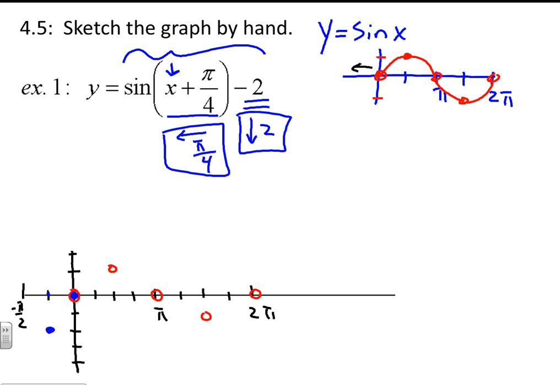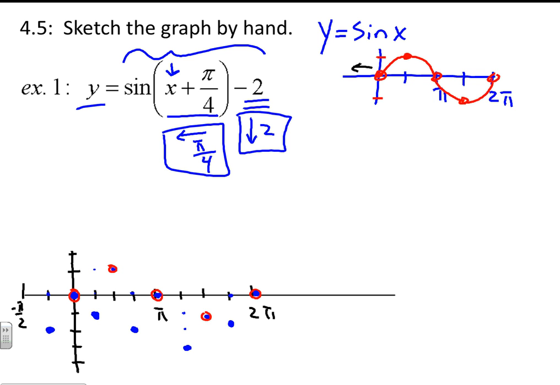This is on y. So next point. Left pi on 4, down 2. Actually, I should have said left pi on 4, I think I said that wrong. Left pi on 4, down 2. This point. Left pi on 4, down 2. Left pi on 4, down 2.